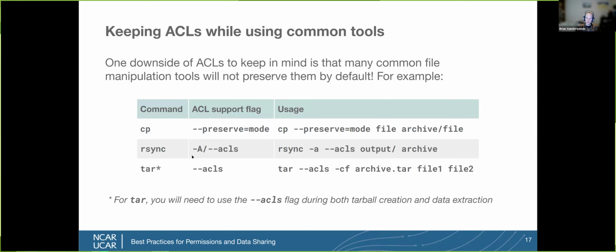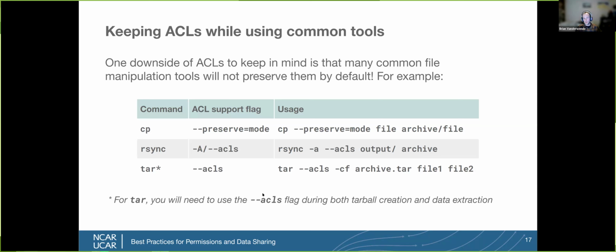Similar with rsync, if you specify -A or --acls, then you'll get that propagated to the copy that you've created with rsync. And then with tar, there's also a --acls option. The thing with tar is you'll need to specify this flag both during the creation of the tarball and the data extraction. If you only specify it in one of those steps, you'll lose the ACLs when you try to extract data out of the archive.